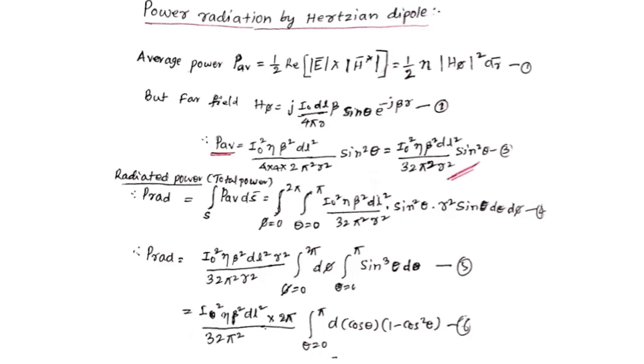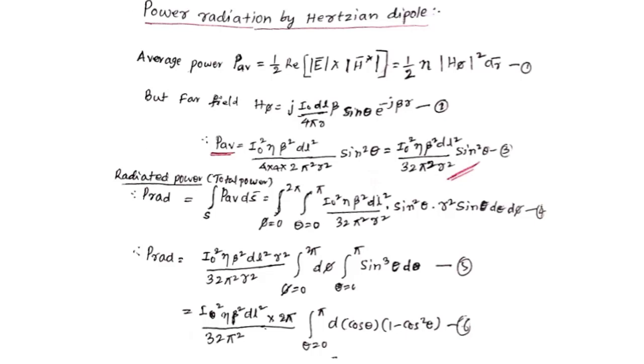Average power P average is given by 1/2 real part of magnitude of E bar cross H bar conjugate, which is S bar, equal to 1 by 2 eta H phi square, as E bar is equal to eta H phi. But far field H phi is given by j I naught dl beta divided by 4 pi r sin theta e raised to minus j beta r, equation number 2.